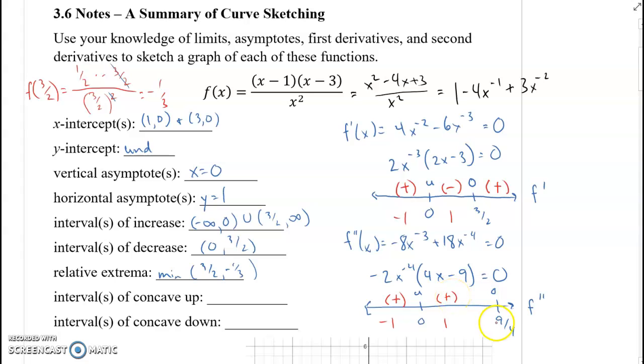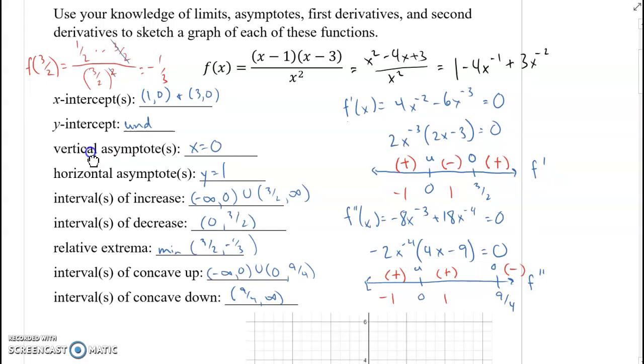But then when we go over to something bigger than 2, like say 3, negative times positive, that's going to give us negative. All right, so our intervals of concave up, we've got negative infinity to 0. We also have 0 to 9/4. And then we have an interval of concave down. That's from 9/4 forever.